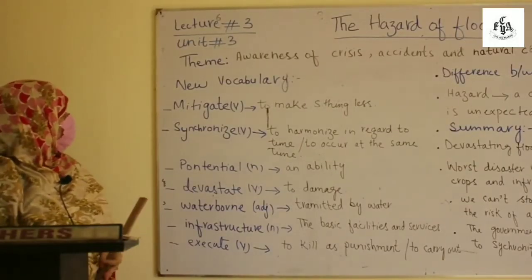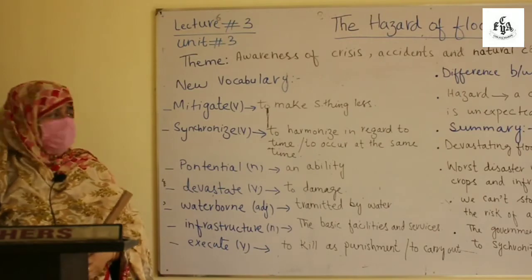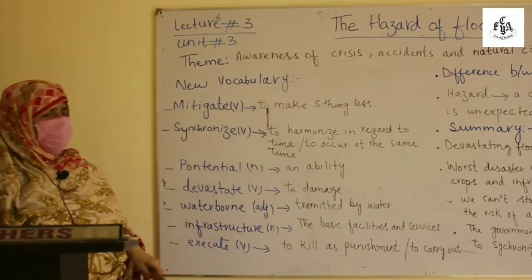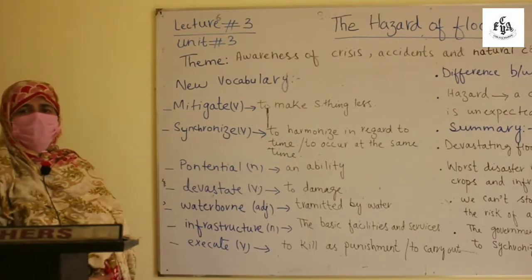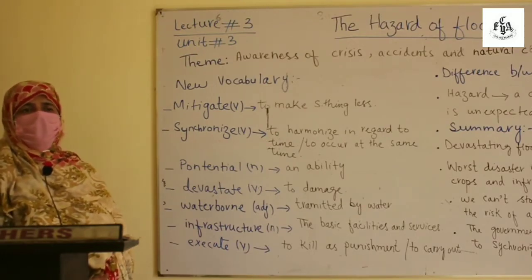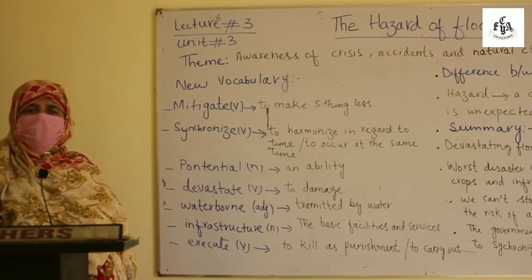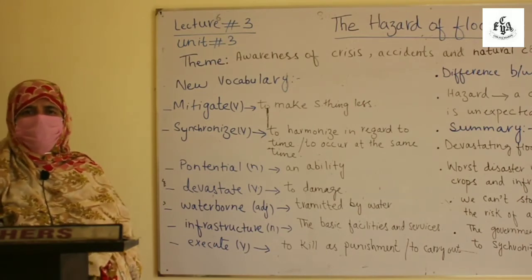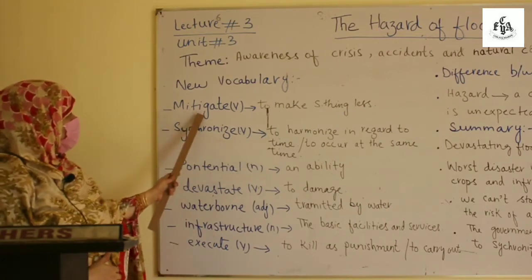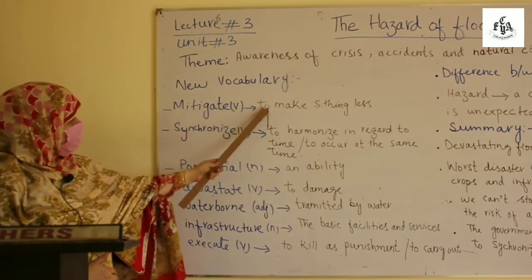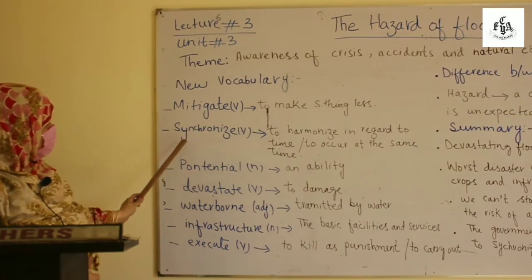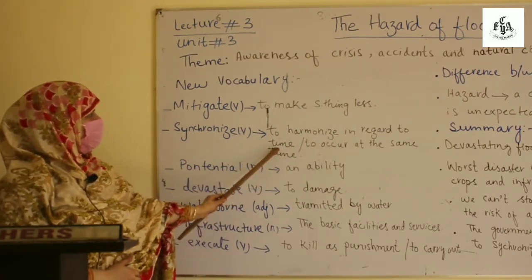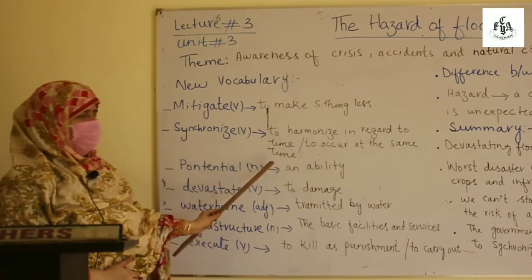Now we are going to have some new vocabulary, and we are going to discuss that. Mitigate is to make something less. When you are going to make something less, for example mitigate the risk of any disaster or any situation, we call it mitigate. Mitigate is a verb because it starts with to. Now, synchronize is to harmonize in regard to time, or to occur at the same time.